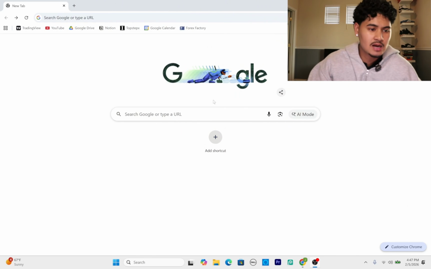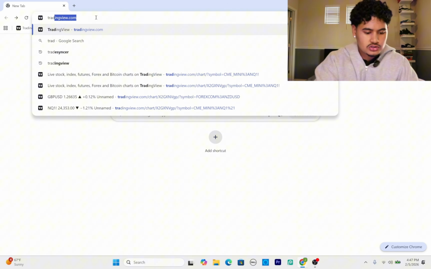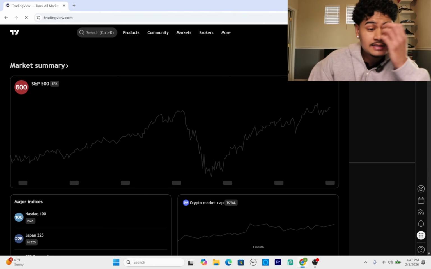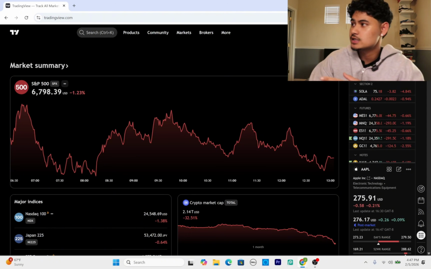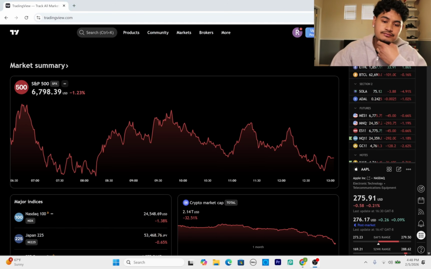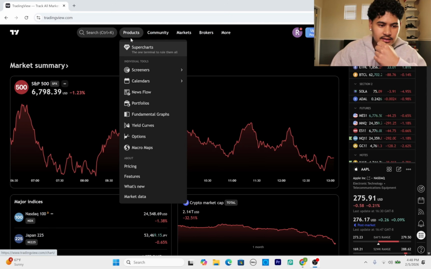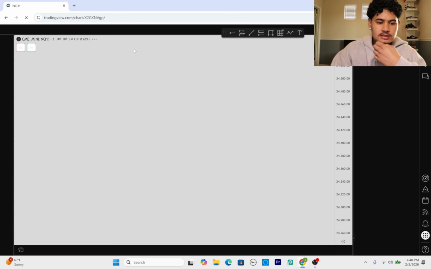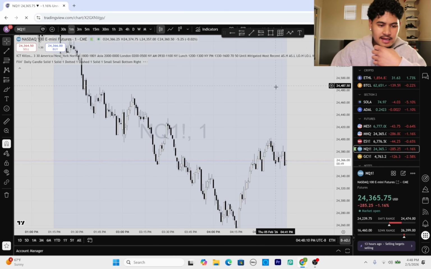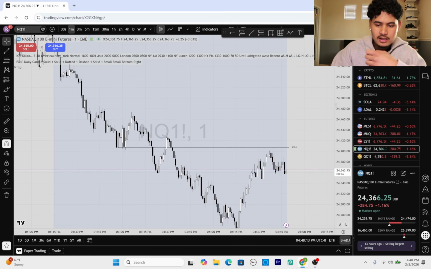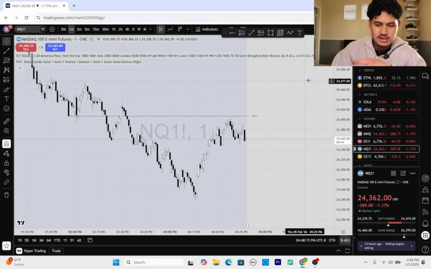You can see my desktop right here. I have TradingView right here, but we'll type it in TradingView right there. And this is what TradingView is. This is what you guys are going to be using when you are trying to look at the charts. So if you see right here, you can go to products, and you can go to super charts when you go to TradingView. And as you can see, these are what the candlesticks are.